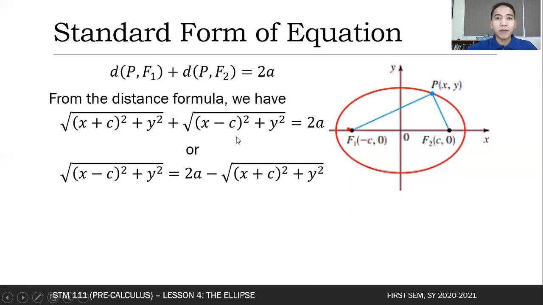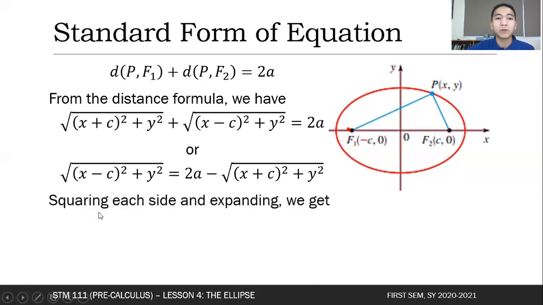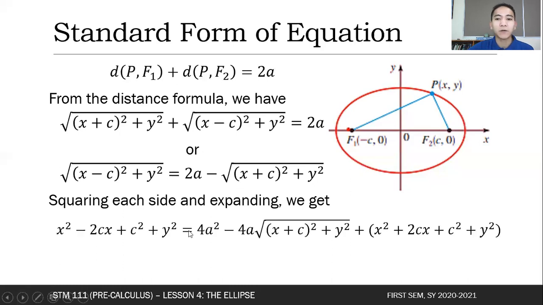Or if you're familiar with transpose, kasi mas naiintindihan nyo yun, so that is it. Okay. Next naman, ang gagawin natin dito is we will square each side and then we will expand para matanggal natin yung mga radical signs dito. So we will square, ito yung magiging result niya after we expand.